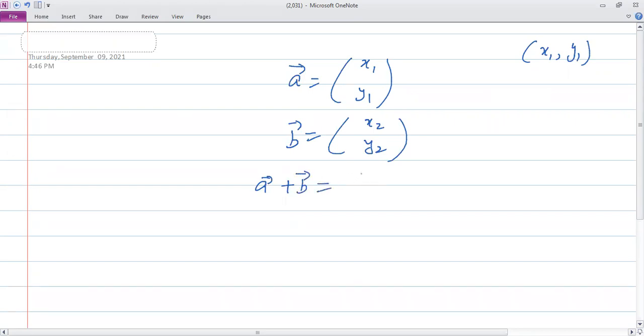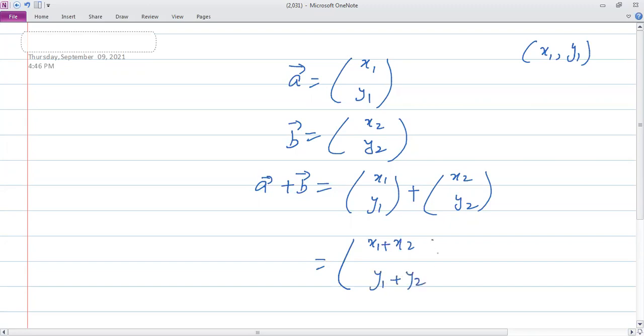And you have to find the A plus B vector. So how will you find it? Write the A vector (x1, y1) plus (x2, y2). So what will it be? x1 plus x2. Now, y you will add with y. y1 plus y2. Like that.